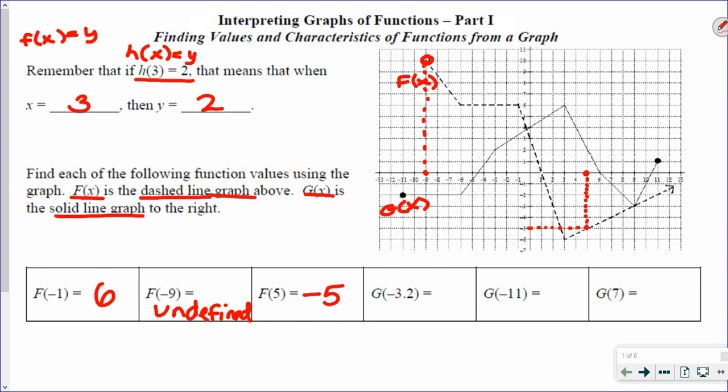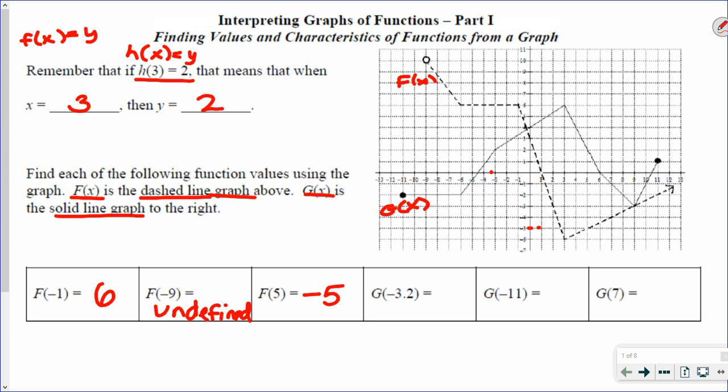Okay, now we're going to switch functions. So now we're going to look at g, which is the solid graph. So let's say I want to find g of -3.2. So I'm just going to have to approximate where -3.2 is on the x-axis. I know that it's between -3 and -4. So let's say it's about right here.